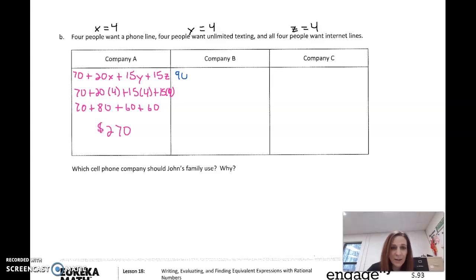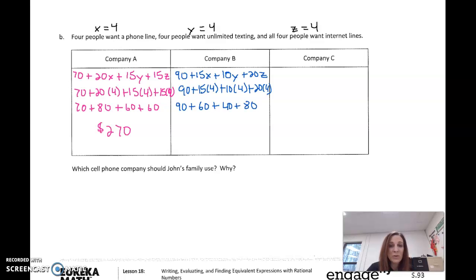Now Company B is 90 plus 15x plus 10y plus 20z. So again, substitute the x, y, and z values in. This is 90 plus 15 times 4, because that's what x is, plus 10 times 4, plus 20 times 4. So we have 90 plus 15 times 4 is 60, 10 times 4 is 40, and 20 times 4 is 80. Now when I add this all together, that works out to be 270. So now Company A and Company B are tied.